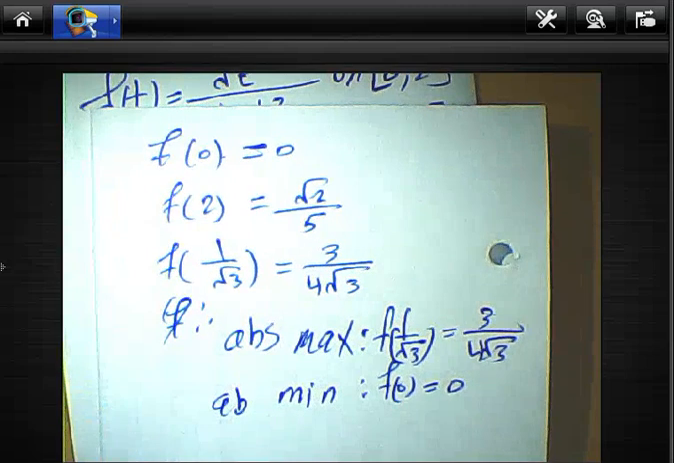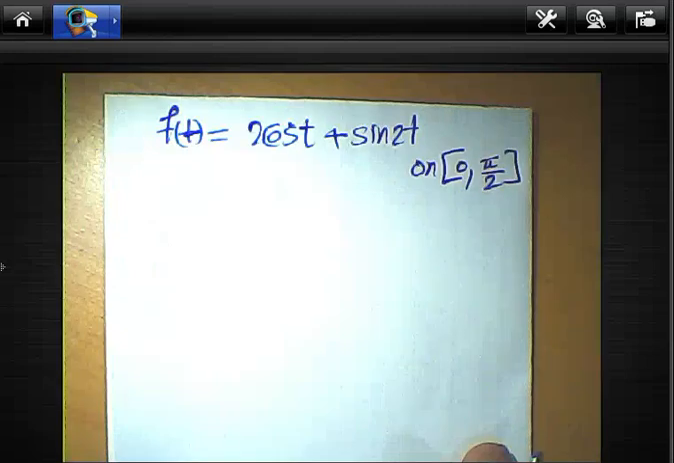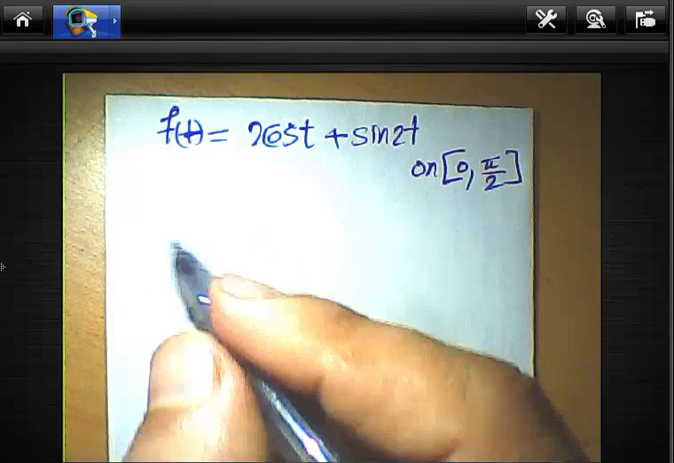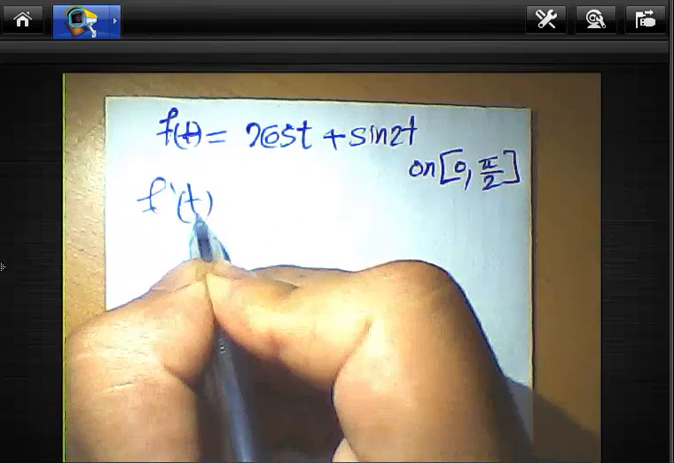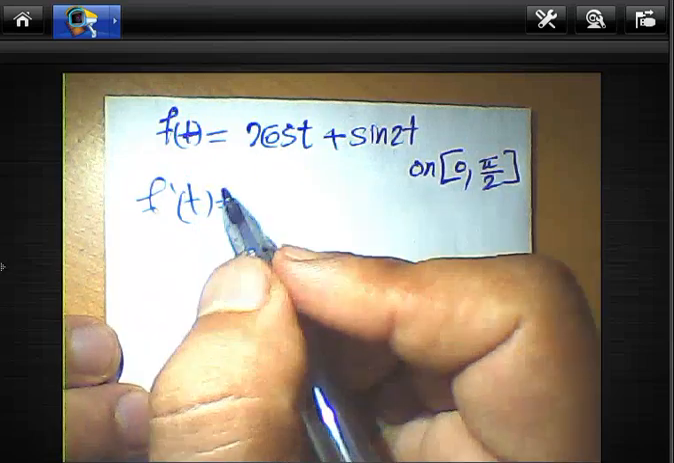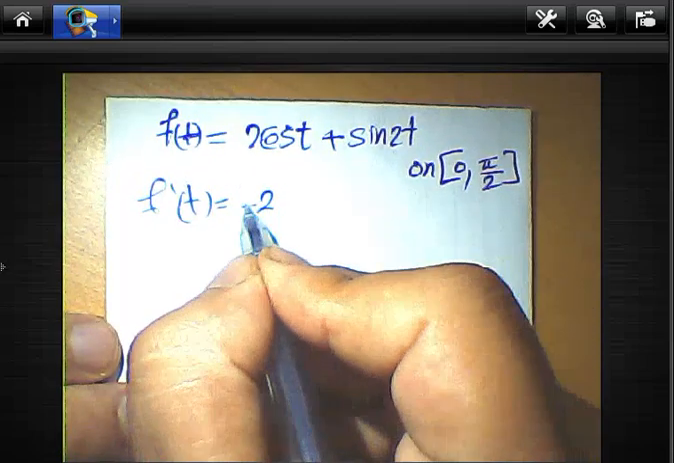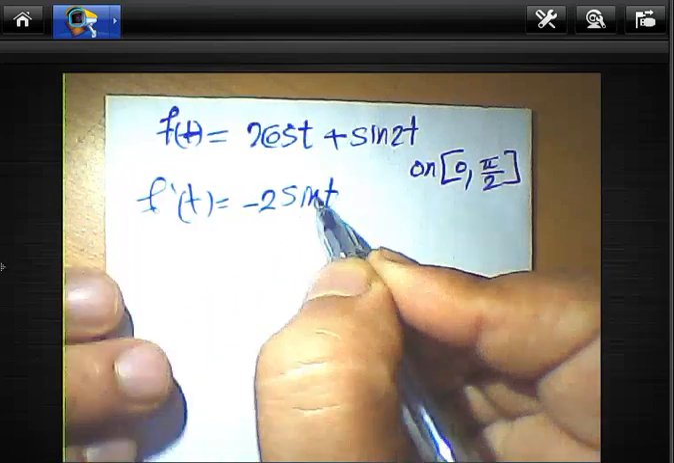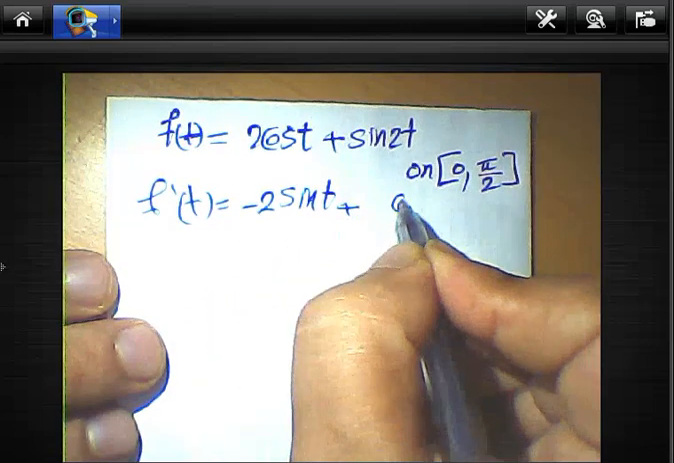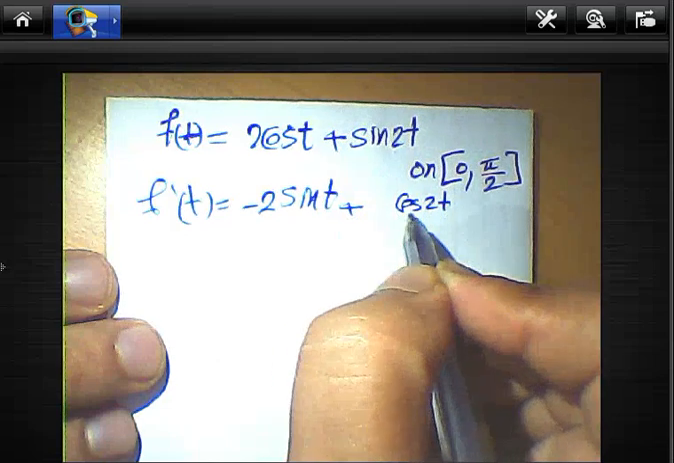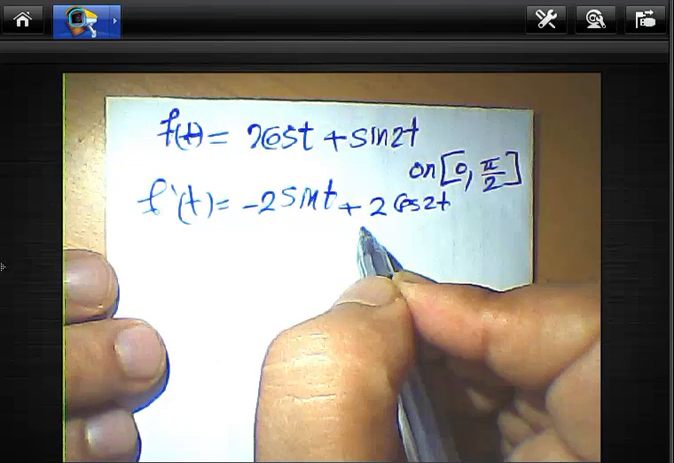Okay, look at another example. We want to find the absolute max and absolute minimum of this function. First we find f'(t). For the derivative, we write the 2 outside as a coefficient, and cosine t, whose derivative is negative sine t, and sine 2t, whose derivative is cosine 2t, and the derivative of the angle is 2.